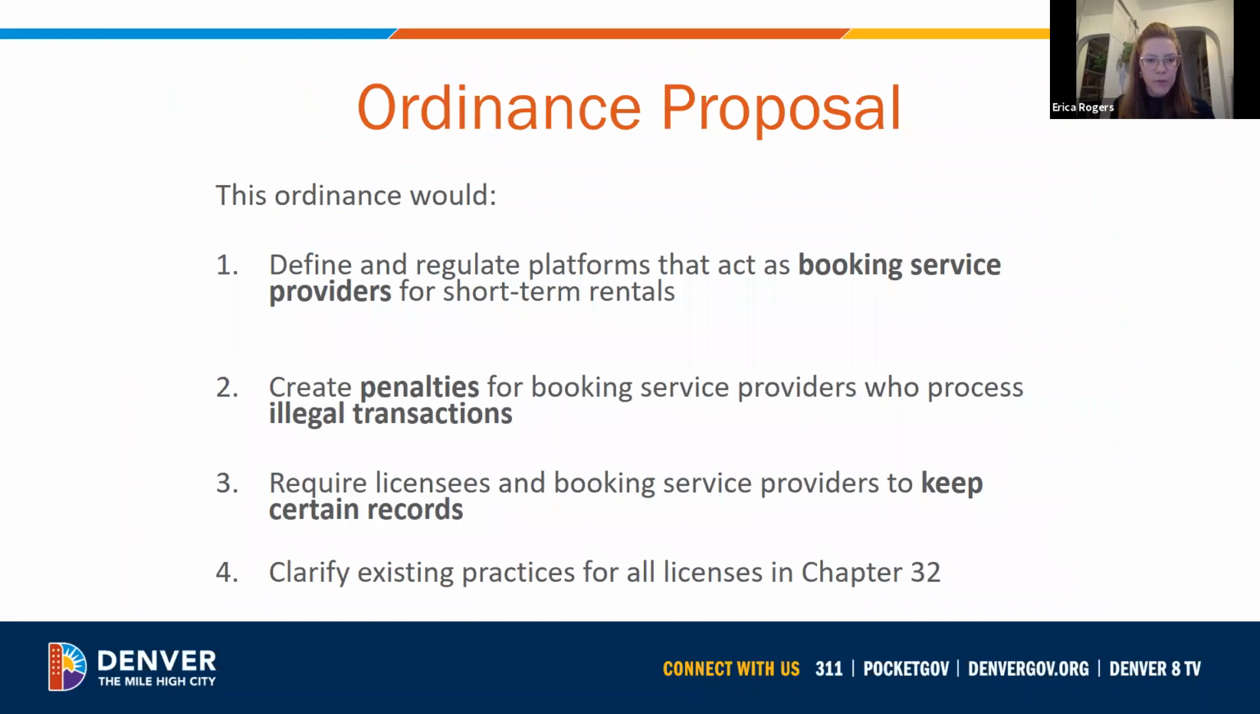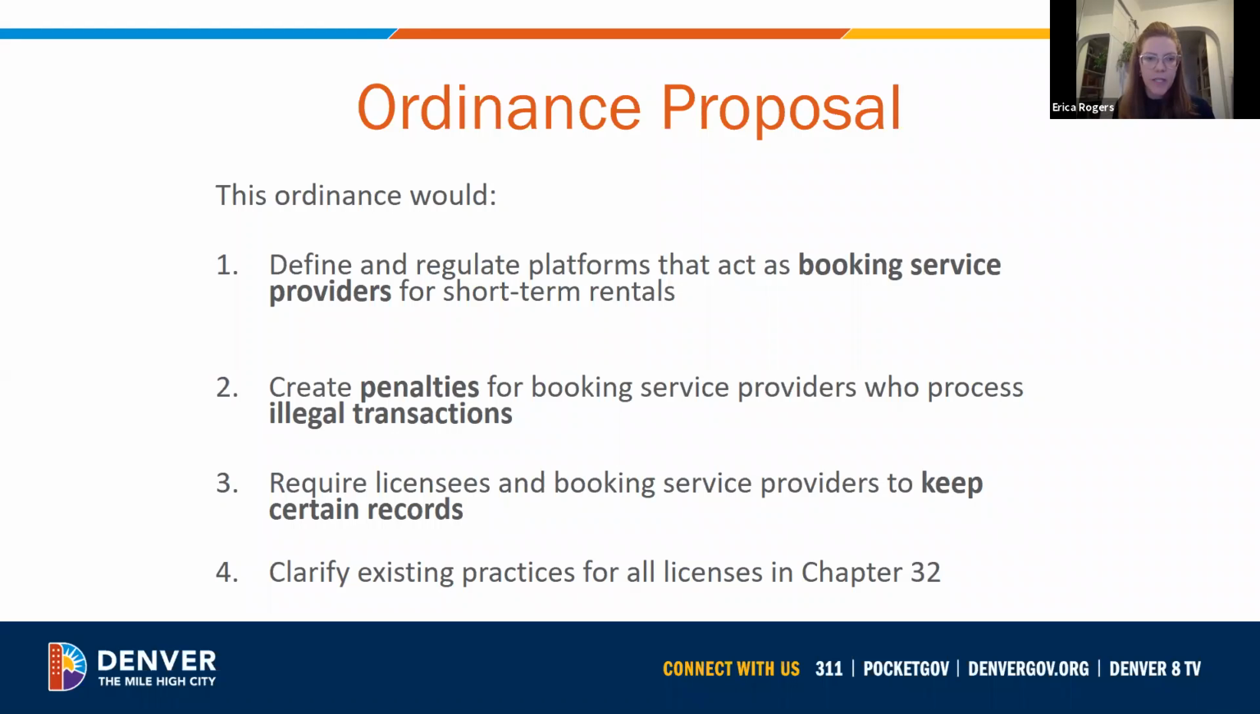So those of you who got a chance to read through the draft language, looking forward to your feedback. It's a very short ordinance, but the overall things that are covered are these 4 things here. We would first define and regulate the platforms, calling them booking service providers for short-term rentals. There would be penalties for booking service providers who process illegal transactions, and that's simply a transaction that is facilitated between a guest and an unlicensed host. And then there are provisions in there to help assist the enforcement of the regulation, which include record keeping.